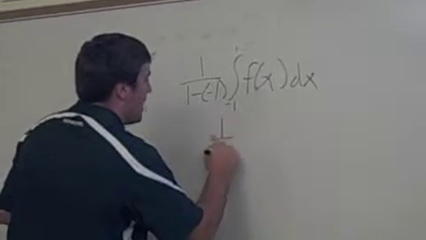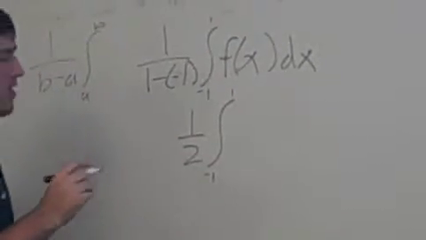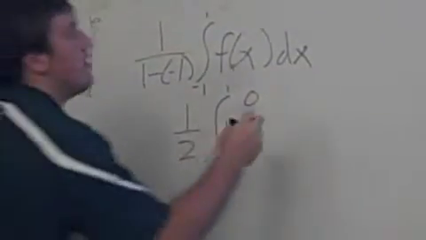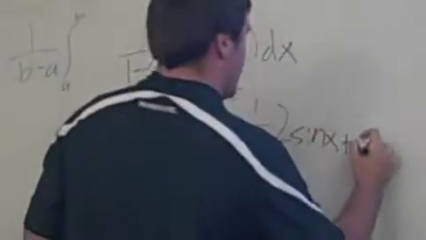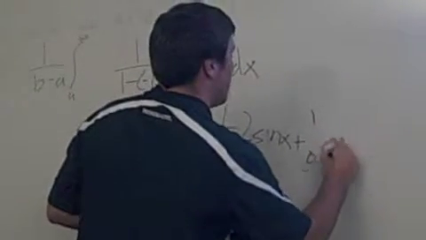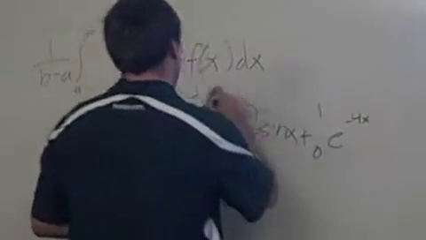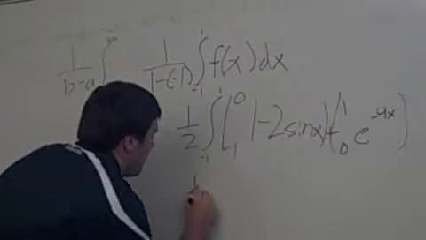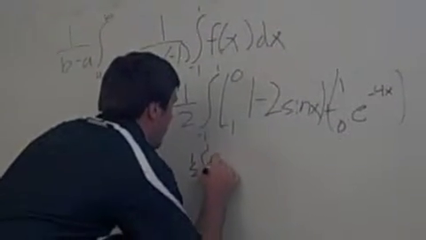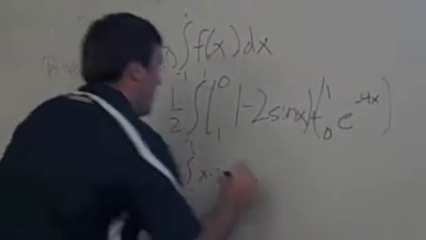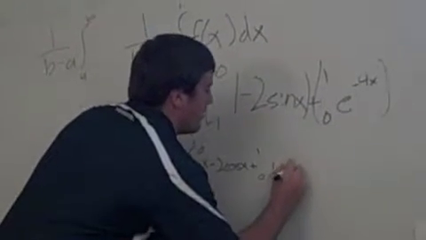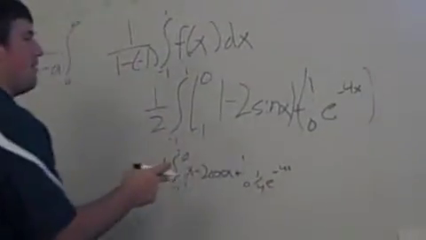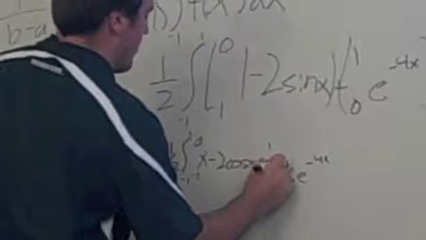So right here we have 1 half the integral from negative 1 to 1, and from negative 1 to 0 we have the integral of 1 minus 2 sine x. Now we add on the other integral from 0 to 1 of e to the negative 4x. Now we integrate these, and we get 1 half times x minus 2 cosine x plus, from 0 to 1, negative 1/4 e to the negative 4x. Except that is negative, so this changes to a negative. Now all we have to do is plug in to find the integral, and that is where PJ comes in.